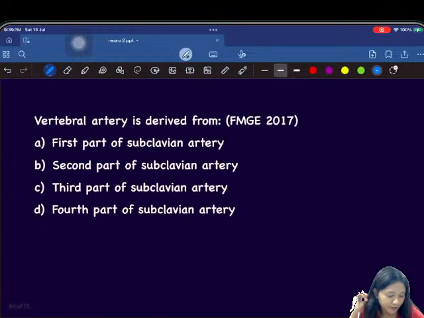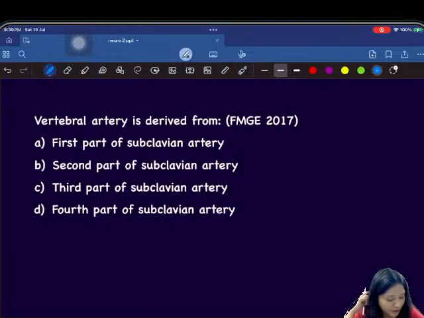Now I want an answer from the chat again. The vertebral artery is derived from, they have given first part of subclavian, second part, third part and fourth part. Any answer in the chat? Just now we have studied about the vertebral artery. Which part of subclavian? First, second, third, fourth. Any answer in the chat?